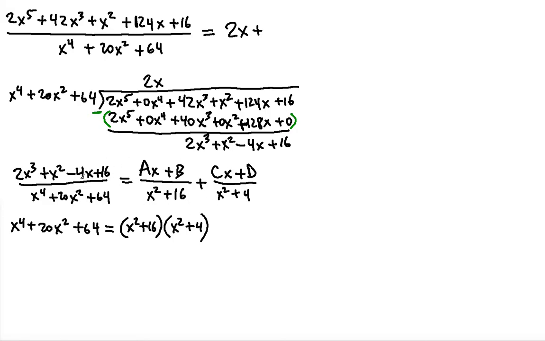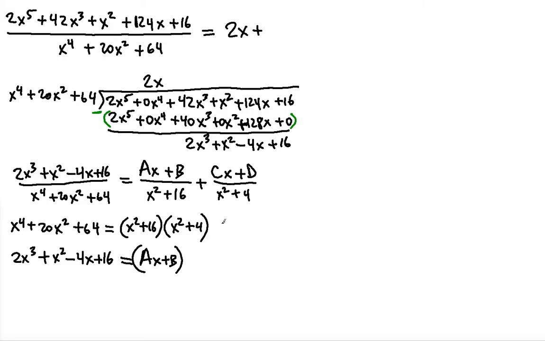So now, multiplying both sides of this equation by the original denominator eliminates the denominator on the left side and just gives you the top, right? So 2x to the third plus x squared minus 4x plus 16 is equal to, now take a look at this. Ax plus b will have the x squared plus 16 canceled out if we multiply both sides by the original denominator, right? So ax plus b will simply multiply the x squared plus 4, right? The denominator that it does not have.